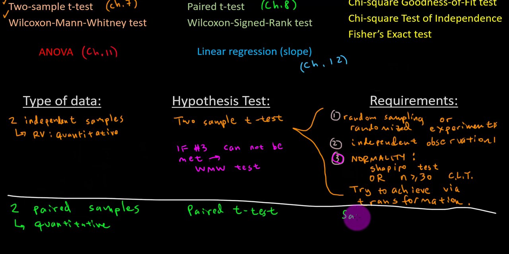the same as numbers 1, 2, and 3, but remember, with a paired t-test, it is basically just the differences that get utilized in the analysis. So this is the same requirements, except that they need to be applied to the differences.